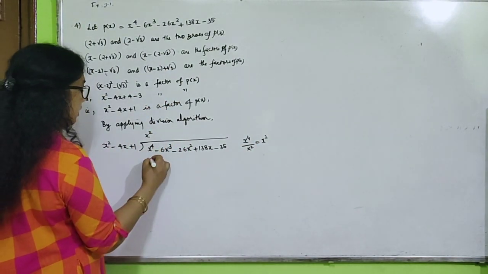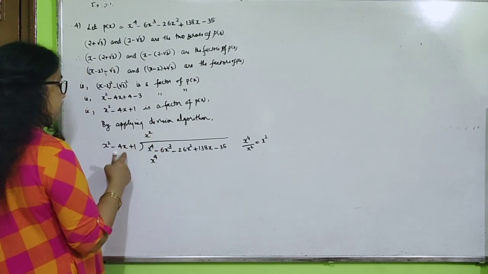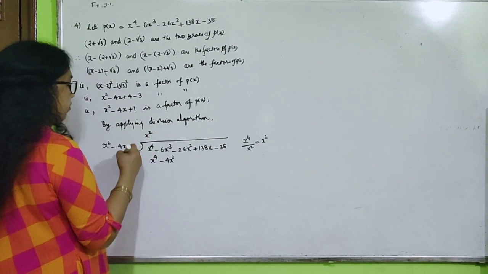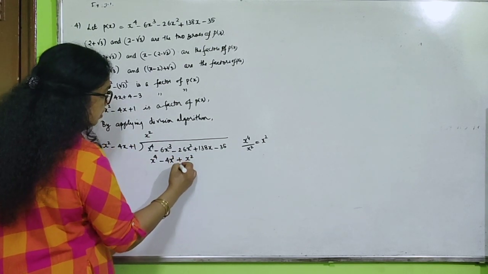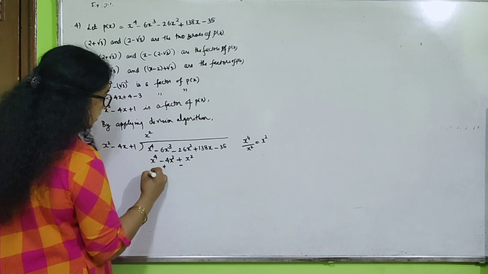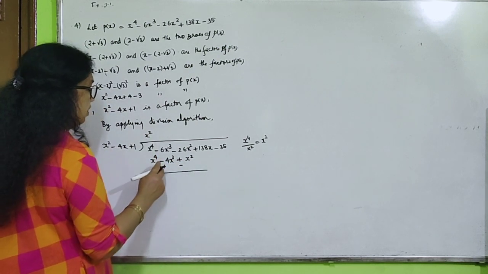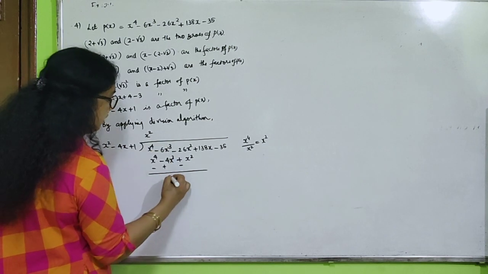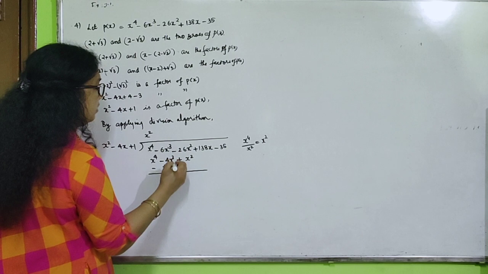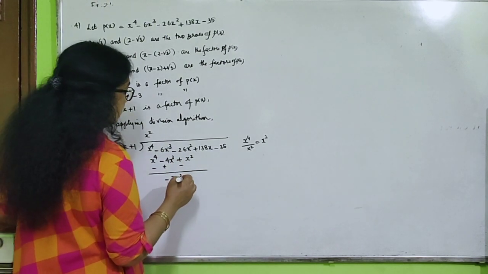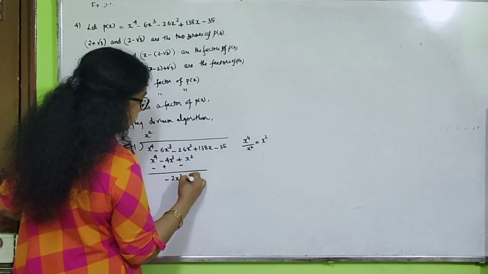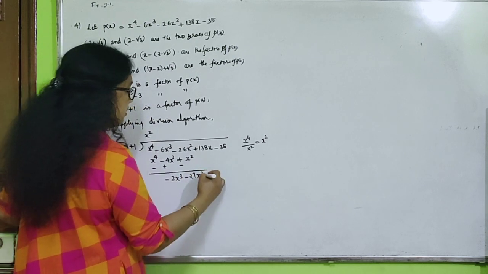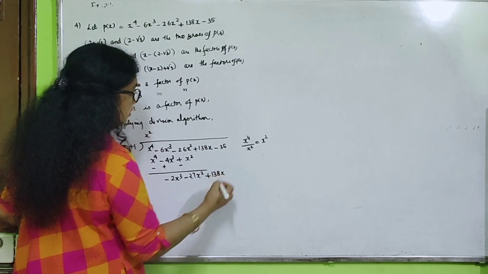x square into x square is x raised to 4. x square into minus 4x is minus 4x cube. x square into 1 is x square, so plus x square. Change to the opposite sign: minus, plus, minus. x raised to 4 is cancelled. Here plus and minus, different signs, subtraction: 6 minus 4 is 2, take the bigger number's sign, so minus 2x cube. Like terms, same sign, addition: so minus 27x square plus 138x below it.